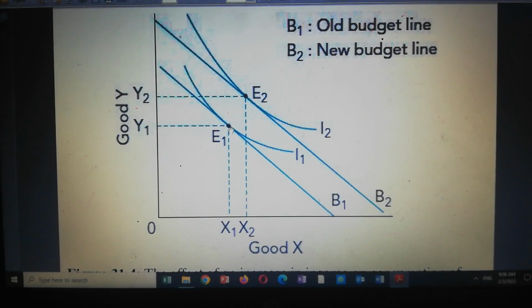So the next thing I'm going to explain is what happens to different types of goods, inferior goods, given goods, and normal goods when there is a change in their price. I'll explain that in the next video.